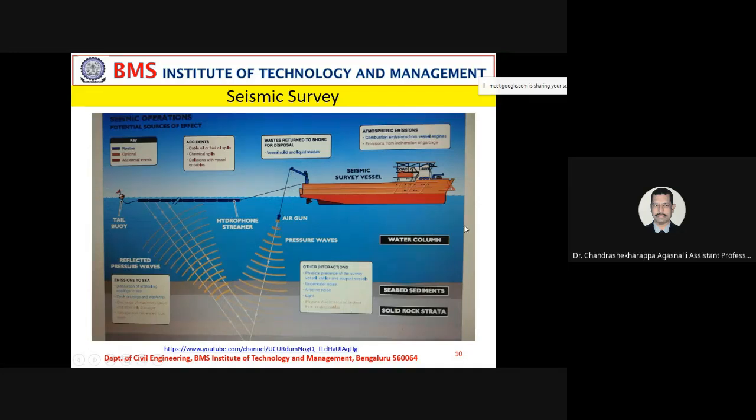This is completely the water column here. From here is the water column, and down below this, seabed sediments. Okay, and below that there is a solid rock. Very hard rock. You can see that, right? Each layer behaves differently: the water column behaves differently, the seabed sediments behave differently, and the solid rocks also behave differently here.